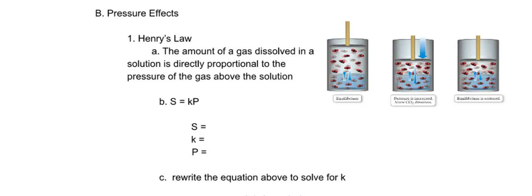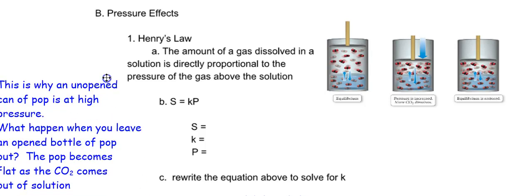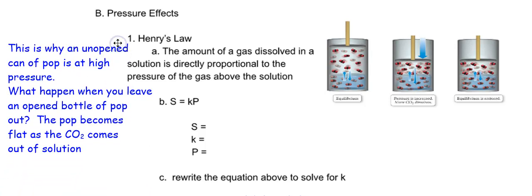So if we're talking about gases, it may not surprise you that pressure can also affect solubility. Where have you maybe thought about this before? If you ever drink some pop. An unopened can of pop is at high pressure. That's how Coca-Cola and Pepsi bottle it, under high pressure. So what happens when you leave an opened bottle of pop out? The pop becomes flat because all the carbon dioxide comes out of solution. Why? Because now the pressure has dropped and more of the gas comes out of solution.